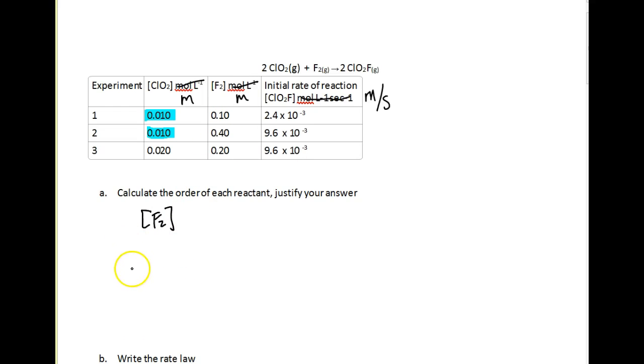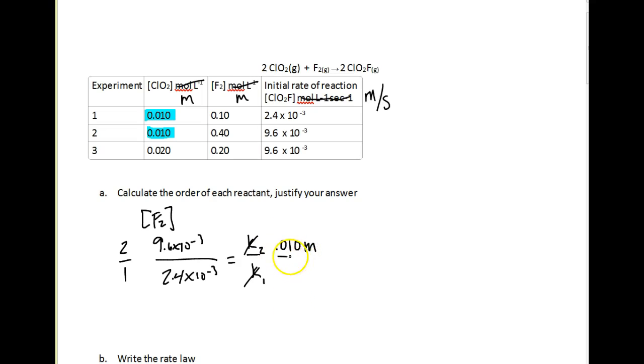So what we're going to do is kind of the same way we go about it. We're going to take our rate. So let's take experiment 2 over experiment 1. So let's take our rate from experiment 2, which is 9.6 times 10 to the negative third, divided by our rate from experiment 1, 2.4 times 10 to the negative third, is equal to our rate law constant, which we're going to cancel out from experiment 2 and 1. No big deal. We're going to go ahead and plug in our 0.010 molar for the ClO2, 0.010 molar for the ClO2 for the other experiment, so obviously those are going to cancel out as well.